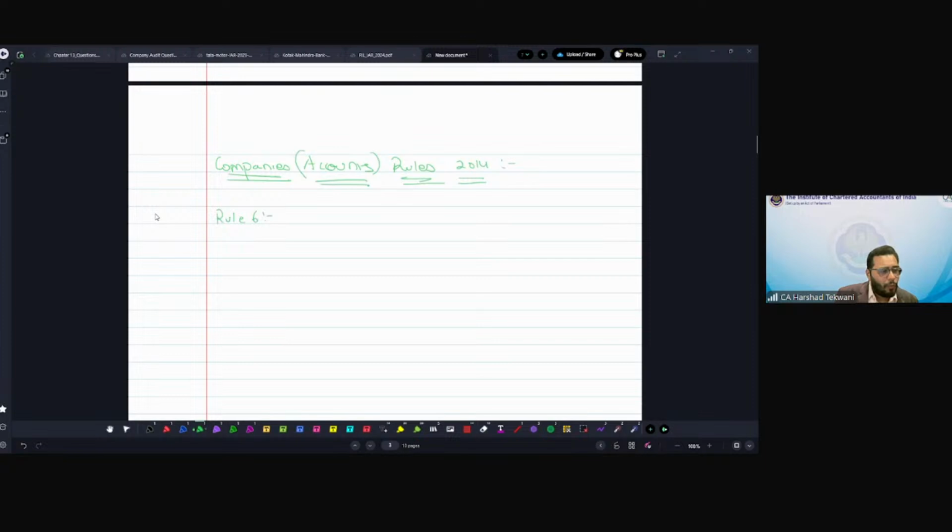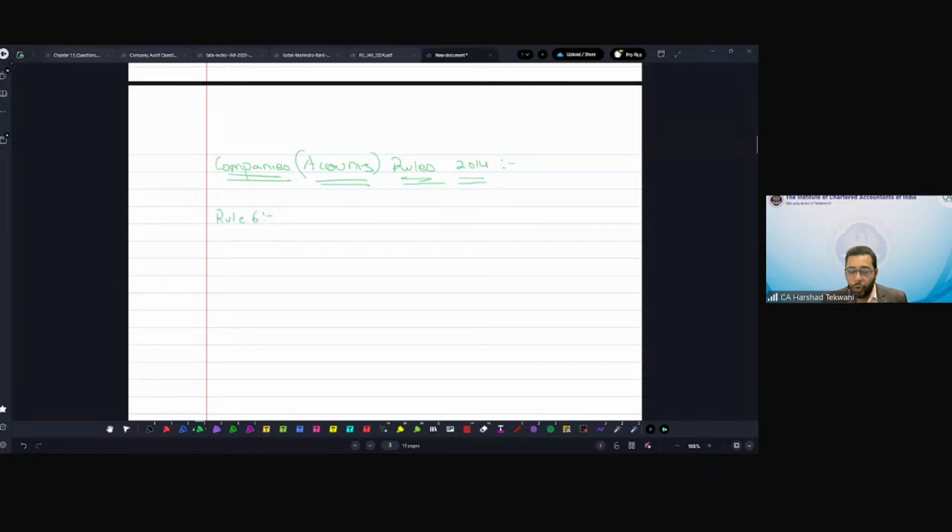Rule 6. Can anyone tell me what is the requirement of Rule 6 of these rules? If you have gone through, you might be aware. Requirement of Rule 6 of Companies Accounts Rules 2014. It is related to consolidated financial statements, I'm telling you. Yes, very good, Manish. Very good, Sanya.